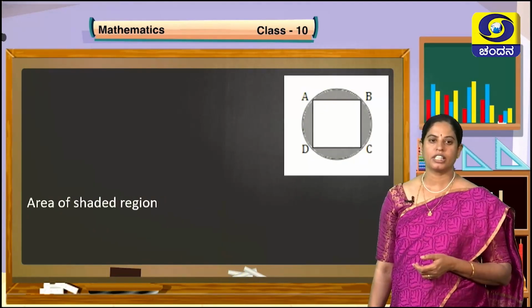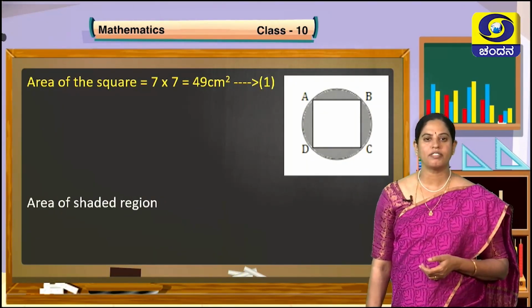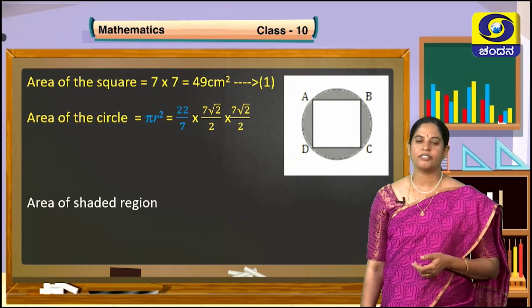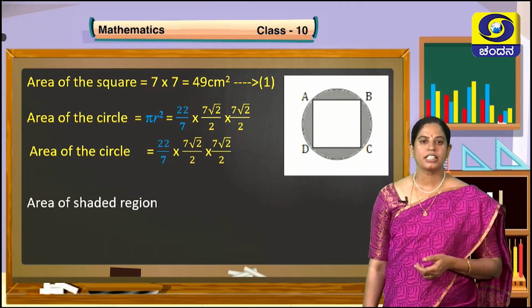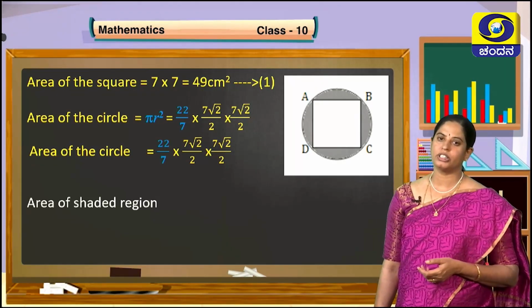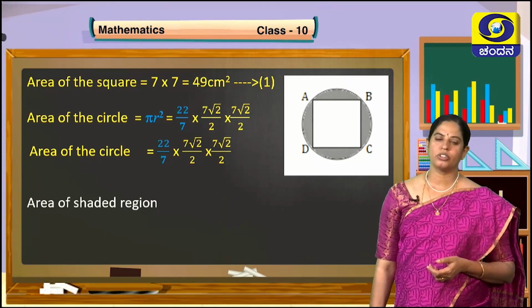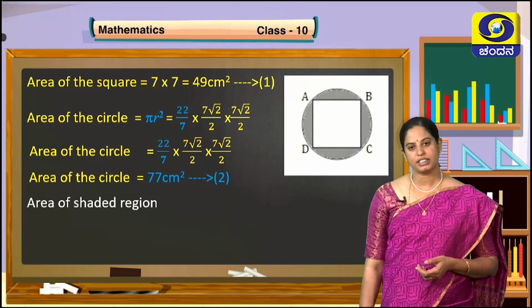So, now continuing with the same problem, area of the square equals 7 into 7, 49. Substitute the value and find it is 49 centimeter square. Area of the circle is pi r square, 22 by 7 into 7 root 2 by 2 into 7 root 2 by 2, because radius is 7 root 2 by 2. After simplification you are going to get the area of the circle.